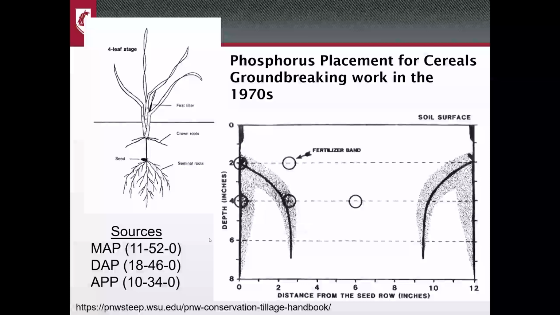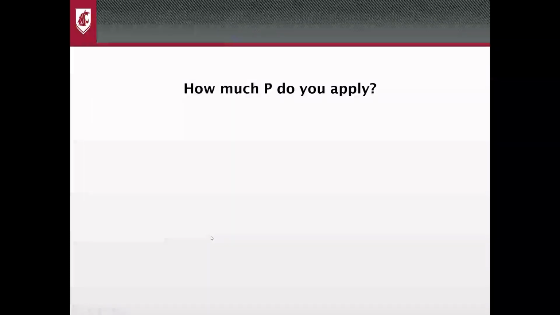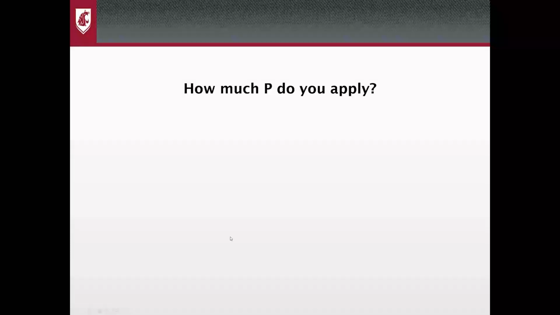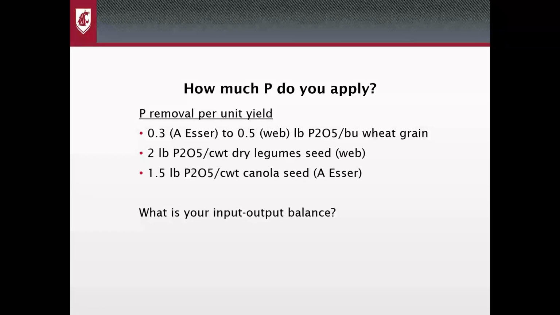All right, so I'm going to pose a question for the growers in the audience. How much phosphorus do you apply? The focus here is a dryland cereal-based system. So how much phosphorus are you putting on an annual basis or throughout a rotation? And think about that relative to these estimates of phosphorus removal per unit of yield: bushels for wheat and hundredweight for dry legumes and canola.